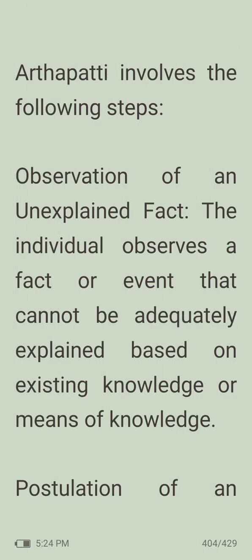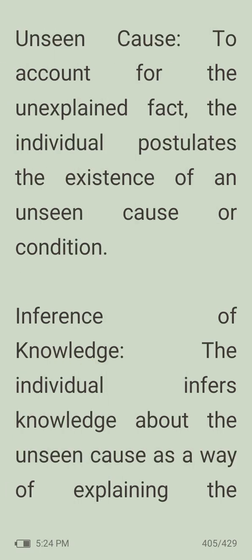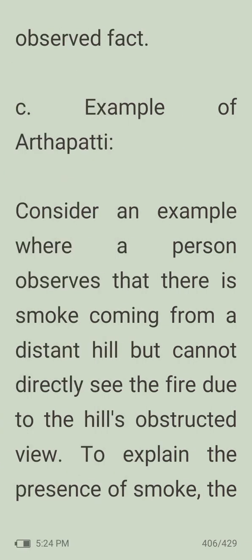Process of this: observation of an unexplained fact. The individual observes a fact or event that cannot be adequately explained based on existing knowledge or means of knowledge. Then postulation of an unseen cause. To account for the unexplained fact, the individual postulates the existence of an unseen cause or condition. Then inference of knowledge. The individual infers knowledge about the unseen cause as a way of explaining the observed fact.